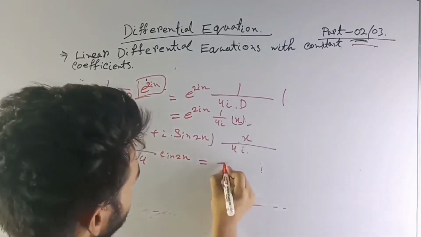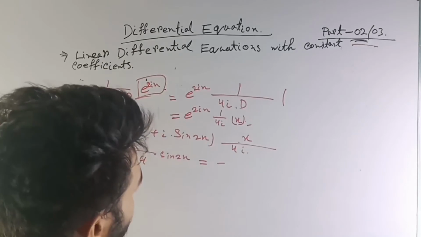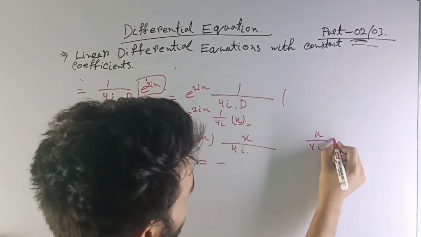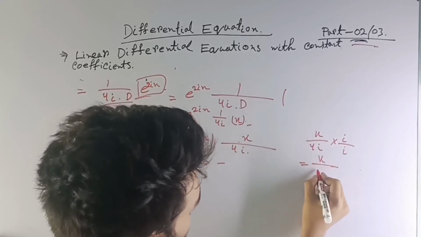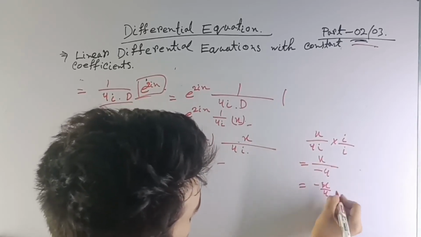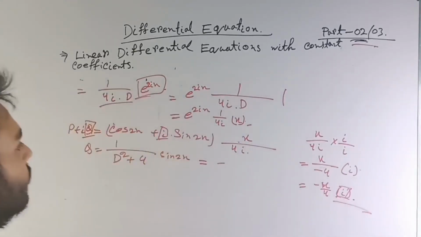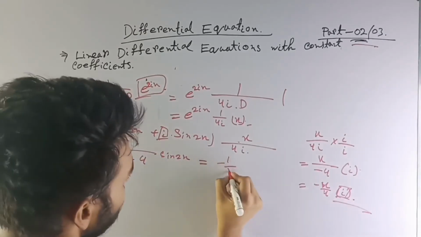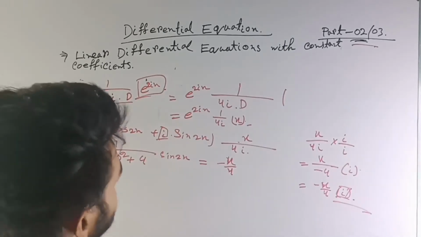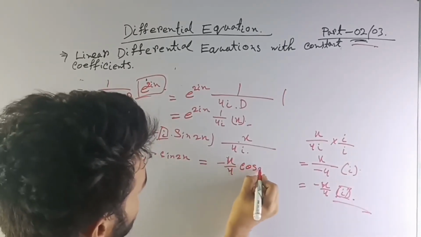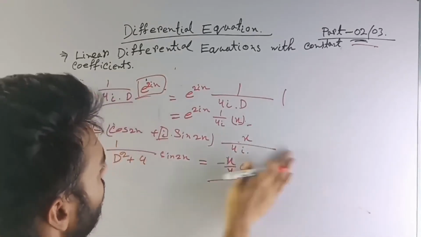Given that Q also from this question, according to the question, this is coming x by 4i times i by i, that means x by minus 4, that means minus x by 4i. Therefore this i and this i cancel out, so this is coming minus x by 4, and now sin 2x is coming cos 2x. So that's the answer as well.